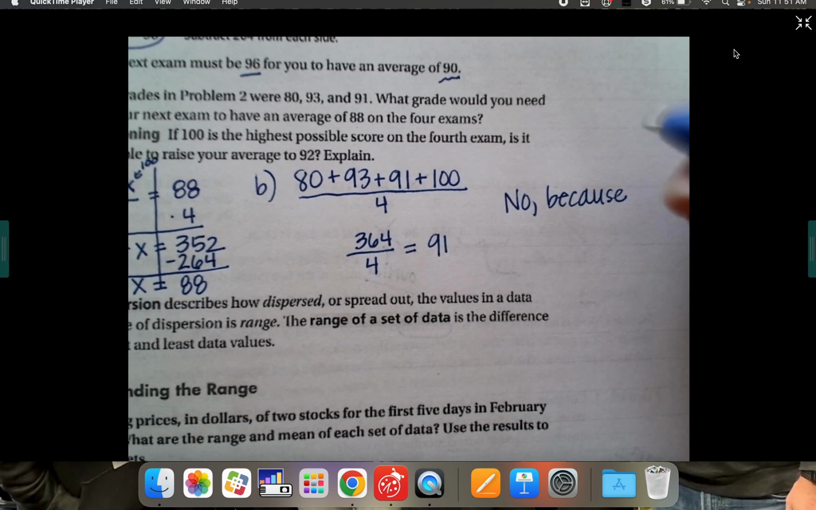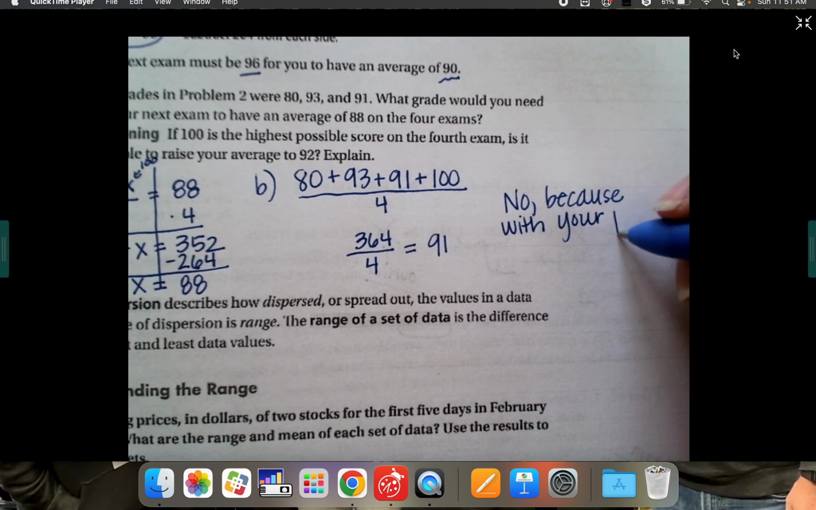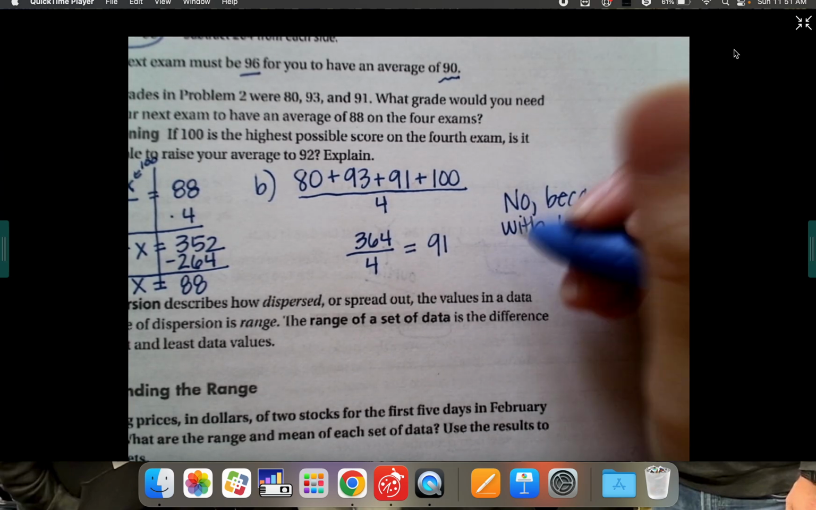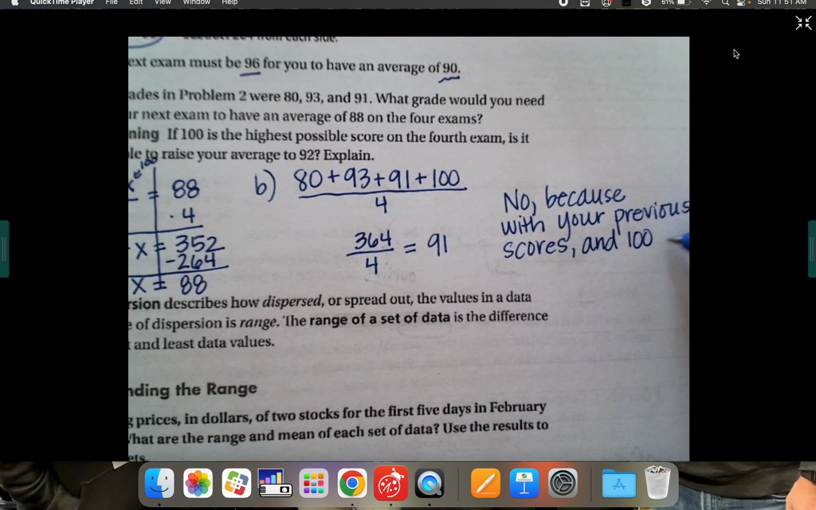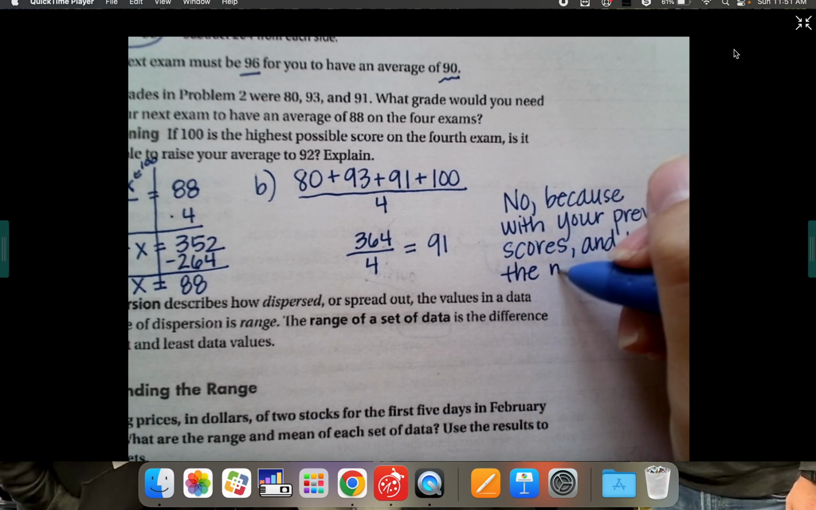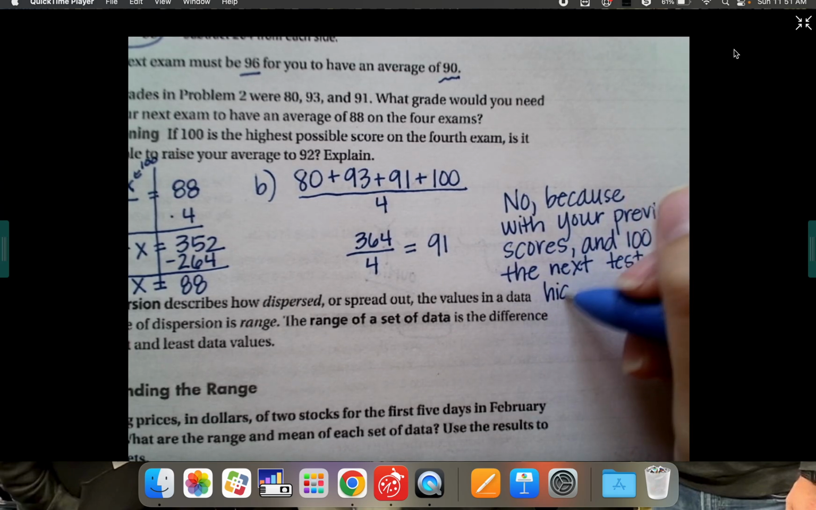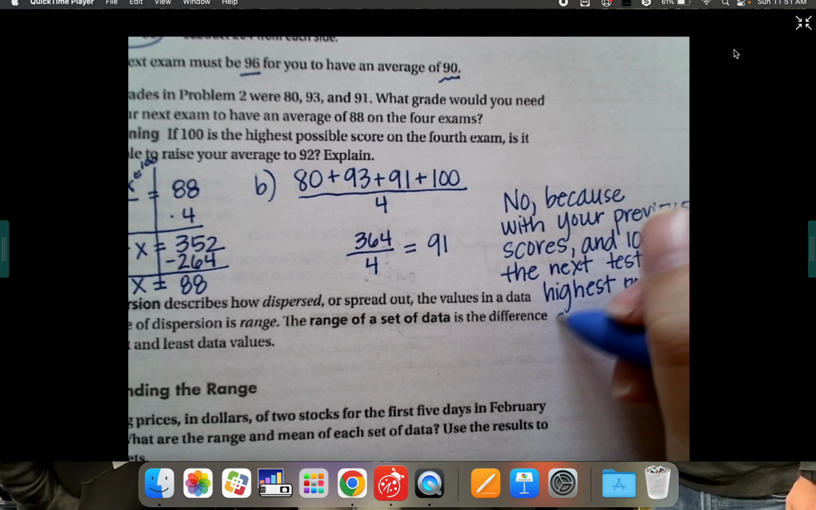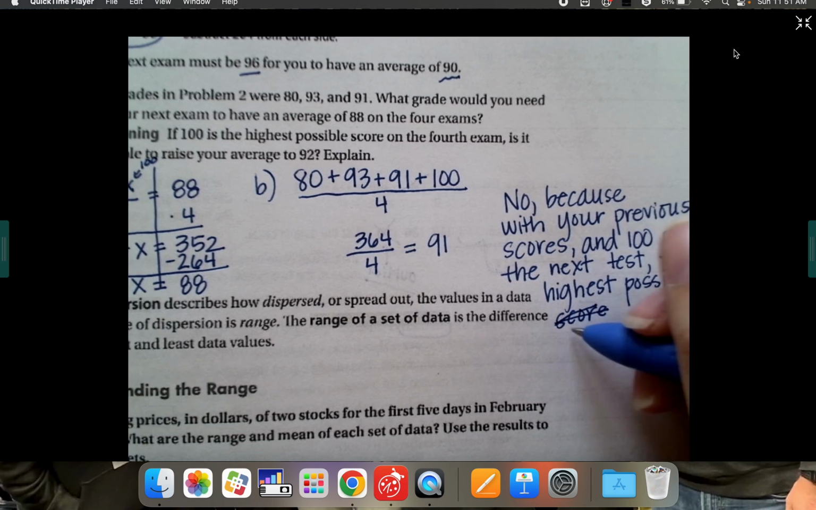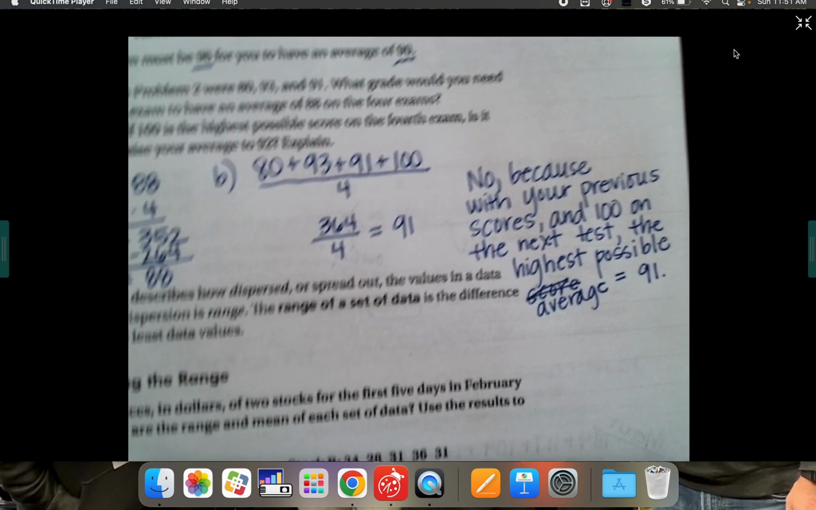And the reason is because, how do we want to explain that? Because with your previous scores, and 100 on the next test, the highest possible average, we're going to change that word to average, the highest possible average is 91. So that is not possible for us to bring it up to a 92.